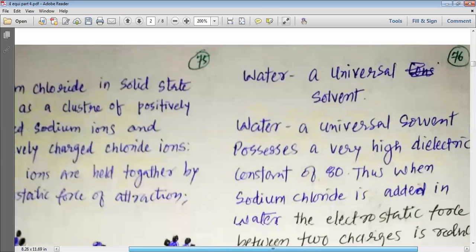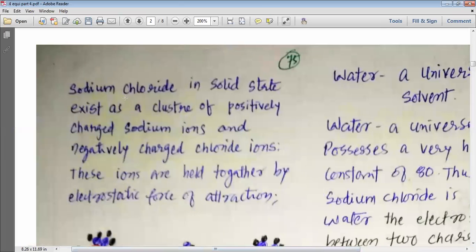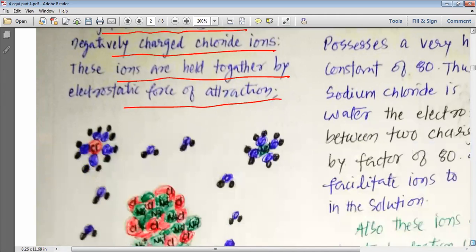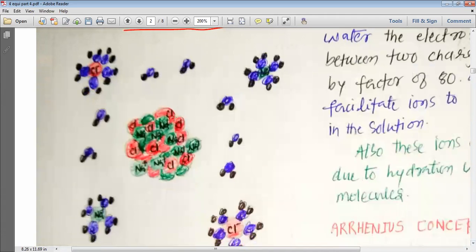Now we'll move and study further. Sodium chloride in solid state exists as a cluster of positively charged sodium ions and negatively charged chloride ions. These ions are held together by electrostatic force of attraction. So my dear students, look at this. This is the sodium chloride NaCl. I hope you can see the Na+ and Cl- ions in this figure.